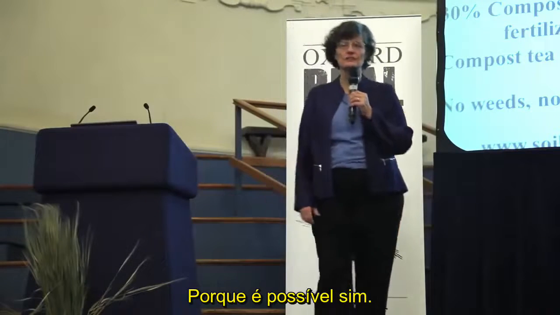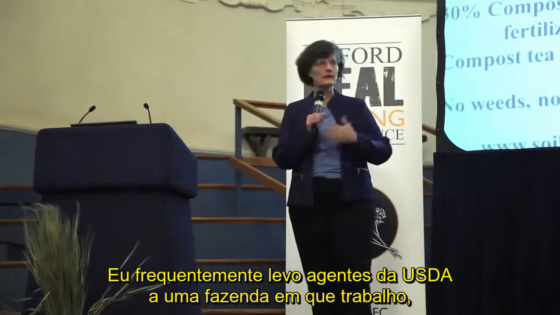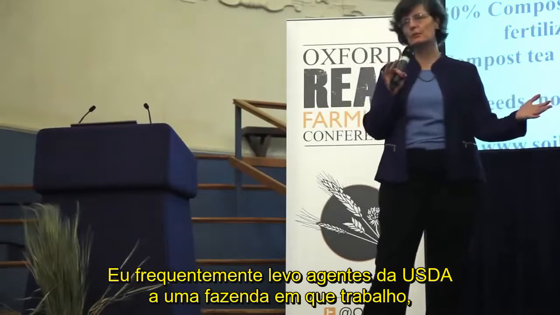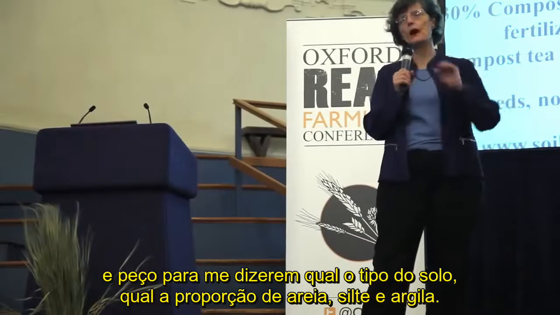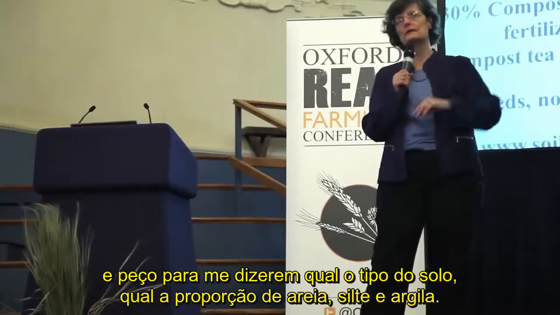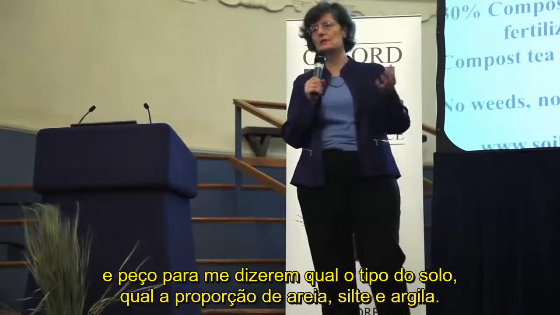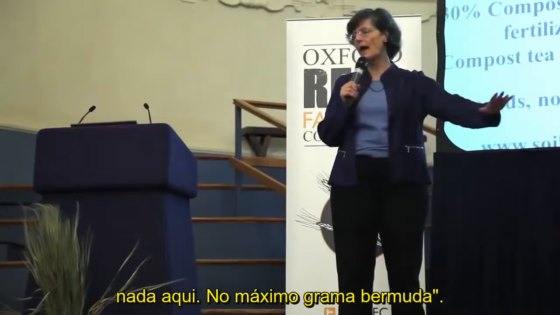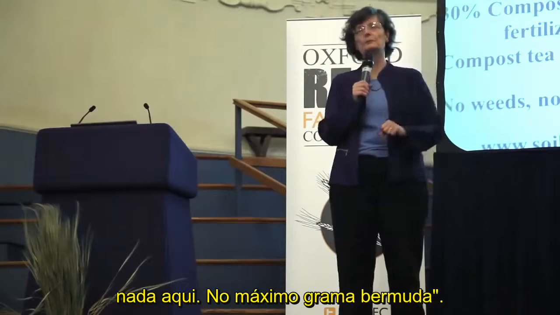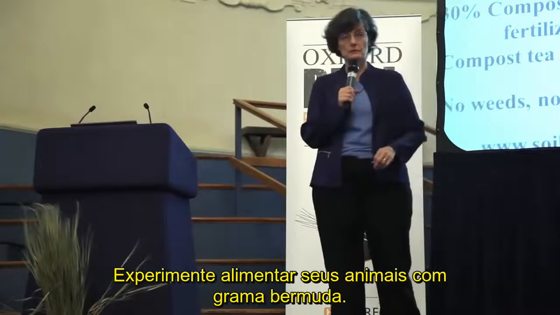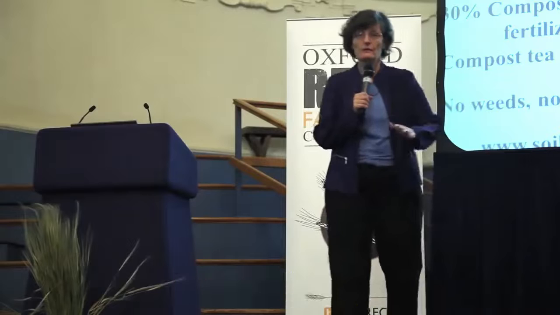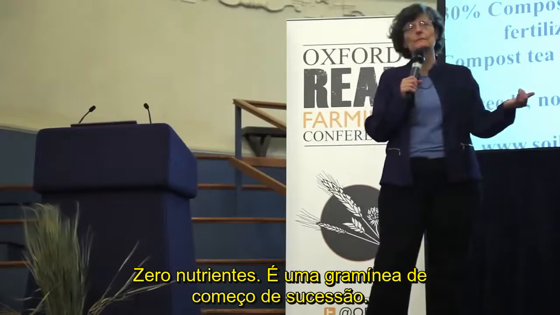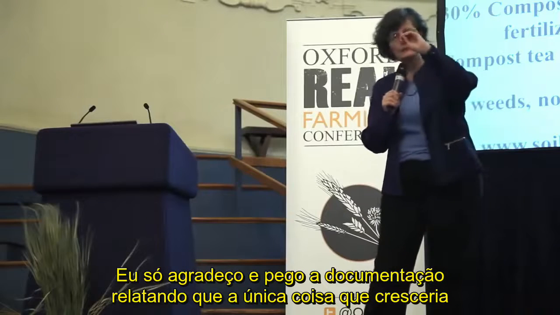Because we can too. I have quite often taken USDA Extension Service agents out to a farm that I've started to work on and asked them to tell me what is the soil, what is the sand, silt, clay fractions in this soil. They'll look at it, oh, this is pure clay. You can't grow anything. Best you could grow here would be Bermuda grass. Good luck keeping your animals alive on Bermuda grass because no nutrients. It's an early successional grass species. So I just thank them. I've got the documentation.